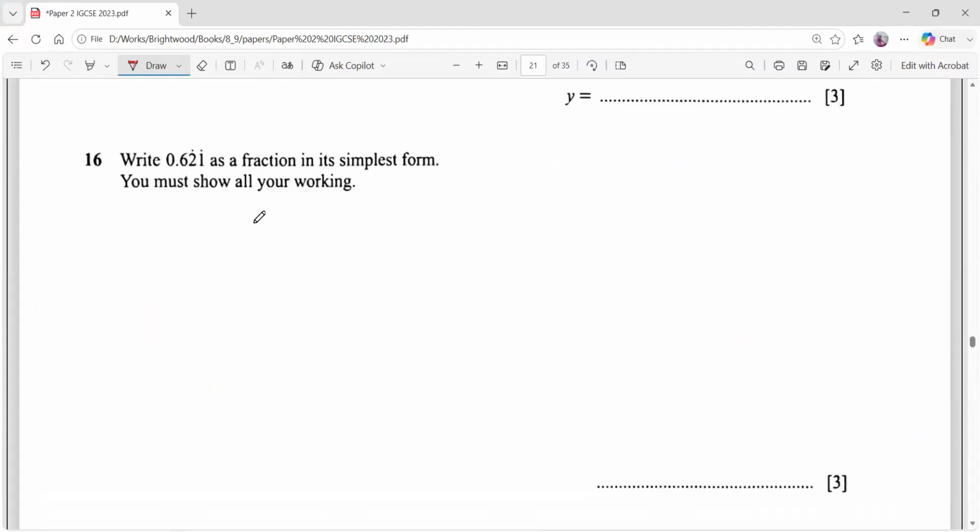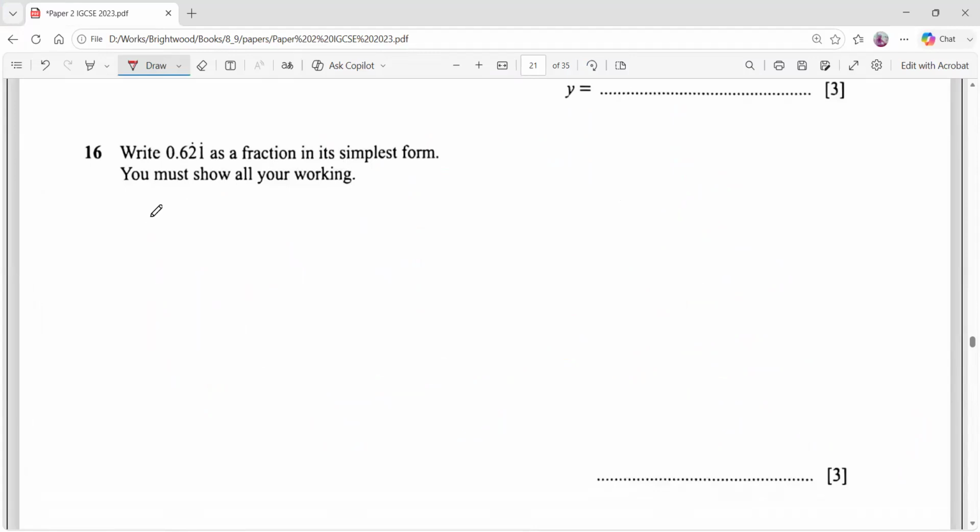Write down 0.621 as a fraction in simplest form. Show your working. Okay, you can do it later on. 0.621, the 21 is having two dots there. What is the meaning of that? The 2121 is repeating.